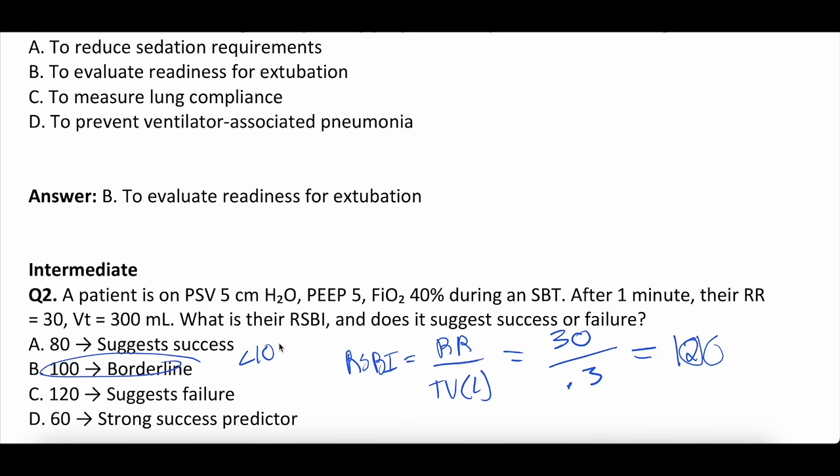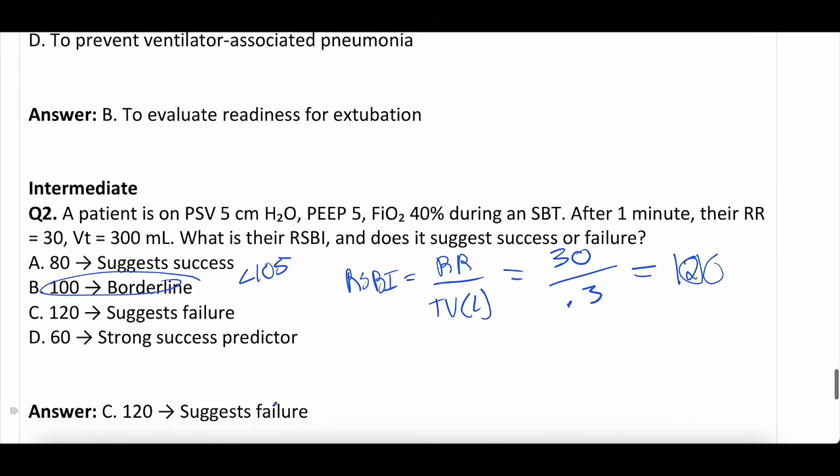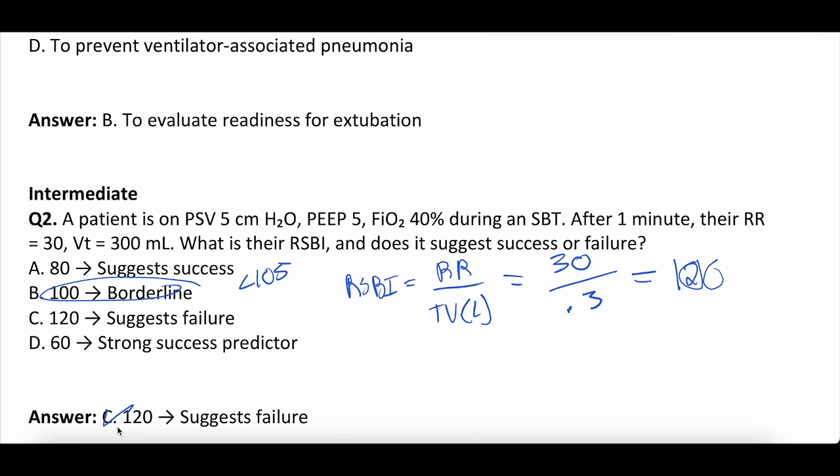Less than 105 is most likely success, but it's kind of right on the border. But did we put, yeah, we did. We put C, but that's not true. We just did our math wrong. Good thing we got to explore that together. So the correct answer is B, 100, which is borderline. It still meets, right? Less than 105 is that magic number that they used in these RSBI studies. But as we talked about many times, this is just a single data point. It shouldn't be totally dependent on.